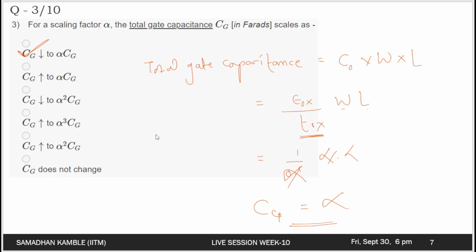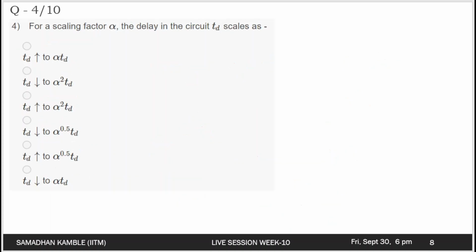If you talk about the capacitance per unit area, it is scaled by 1 over alpha, that is, it increases by a factor of 30%. For the total gate capacitance, that is in farads, it reduces by a factor of alpha. Let us move to question number 4, which is also based on the common data. The question is as follows: for a scaling factor, again alpha, the delay in the circuit, that is TD, scales as.